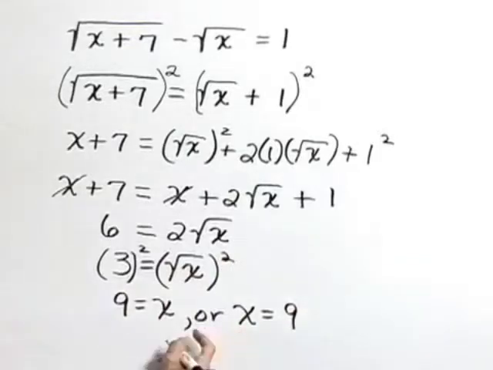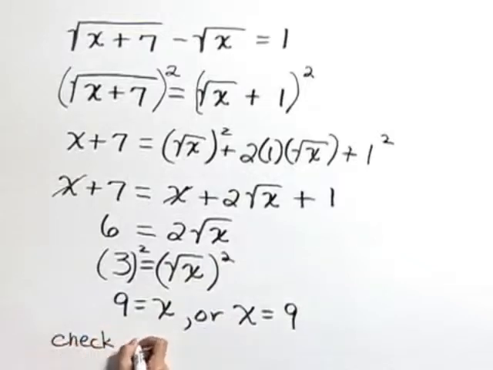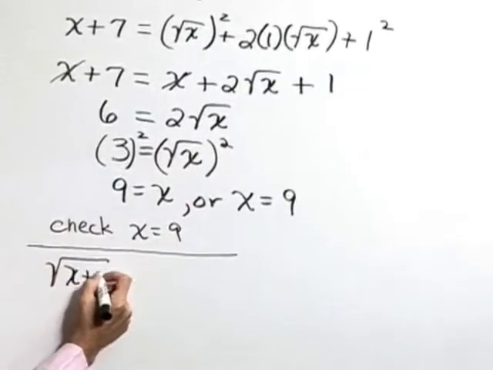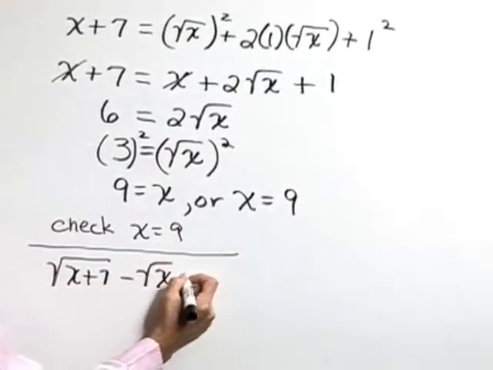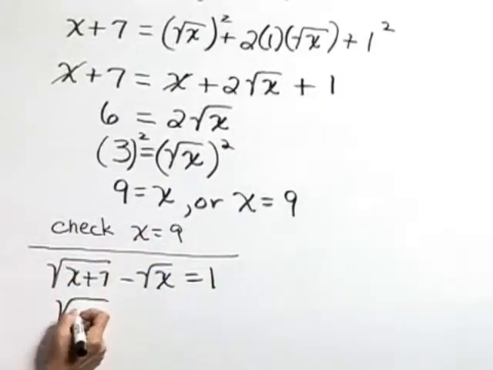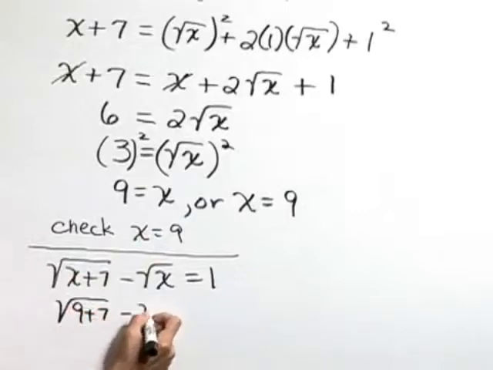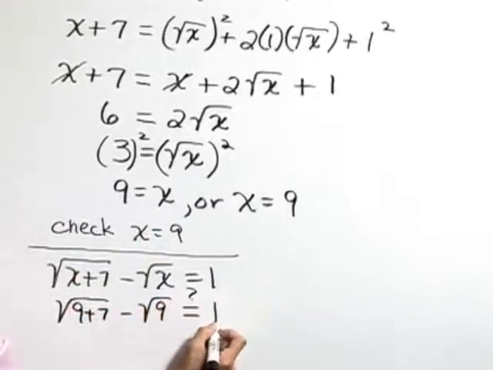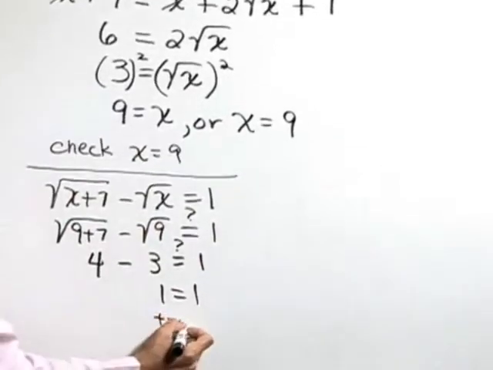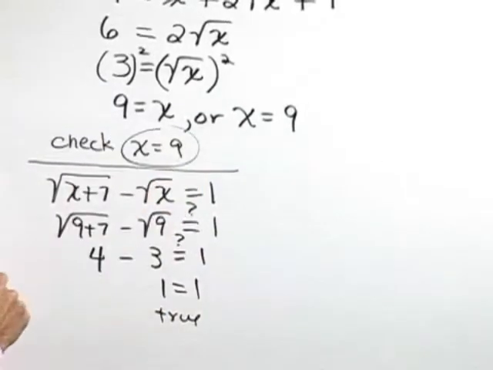Let's check it in the original equation. That original equation is the square root of x plus 7 minus the square root of x is equal to 1. Substituting 9 in for x, the square root of 9 plus 7 minus the square root of 9, is that equal to 1? So the square root of 16, or 4, minus the square root of 9, 3, is that equal to 1? Yes, it sure is. That is true, and x equal 9 is indeed a solution.